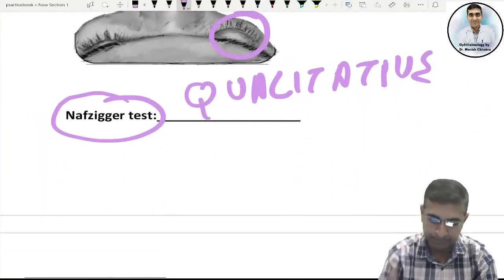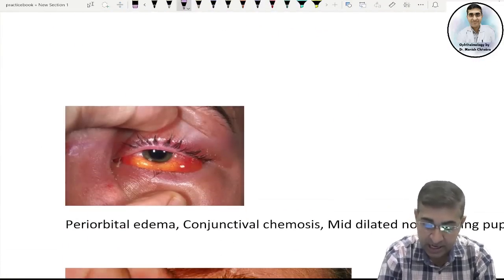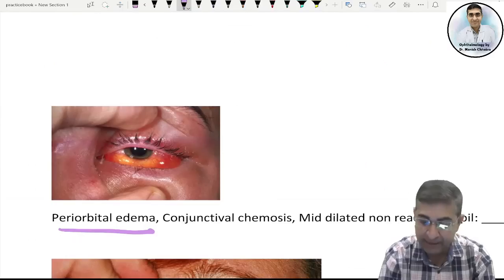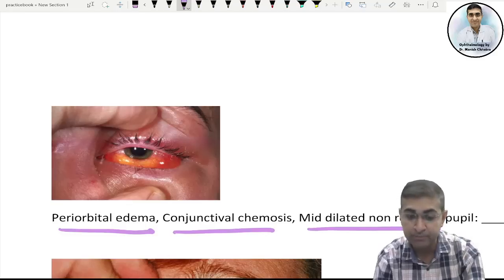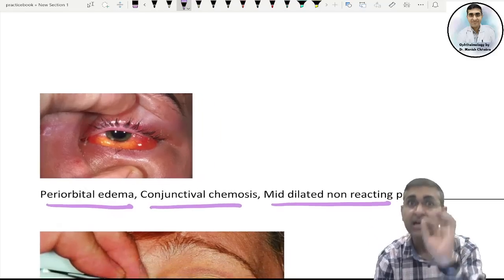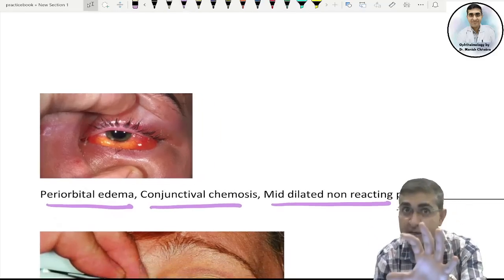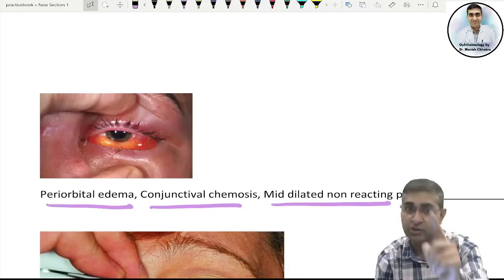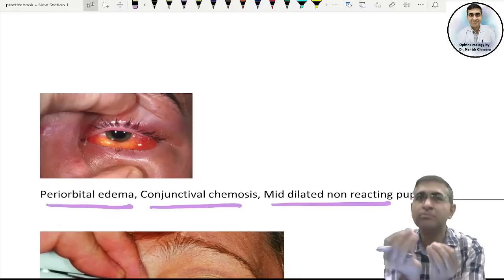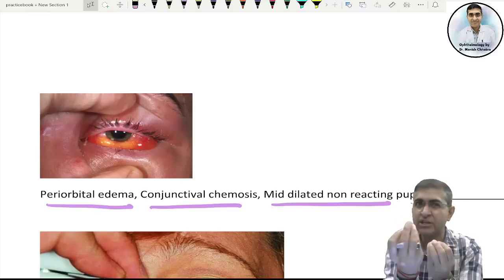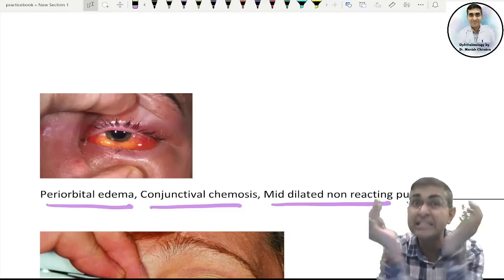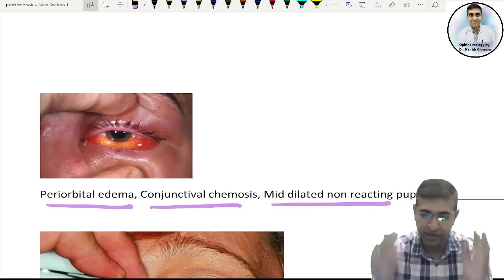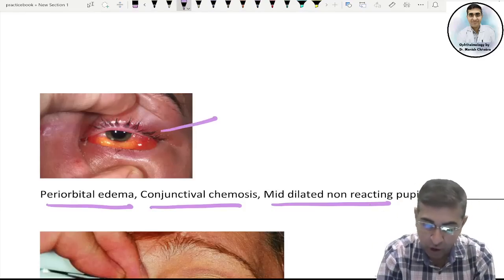Done? Okay. Next is, what is this? So this is a case with periorbital edema, conjunctival chemosis, mid-dilated non-reacting pupil. Guys, please understand that I am focusing only on the images, so you need to have full focus on the images. Side by side I will also give you related history, I'll be providing you with a little bit of associated history as well, so that our maximum PYQs, PYTs are touched, okay? So this is a typical case of what?